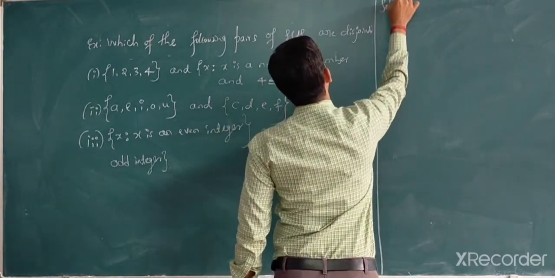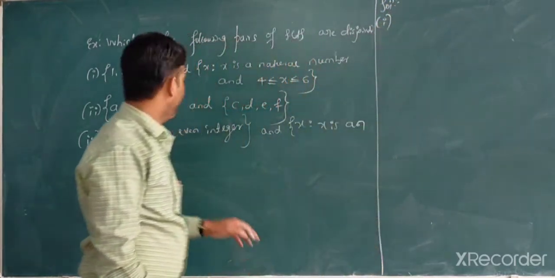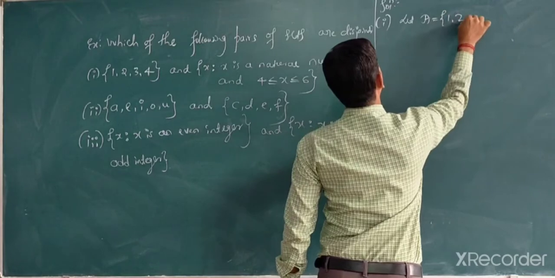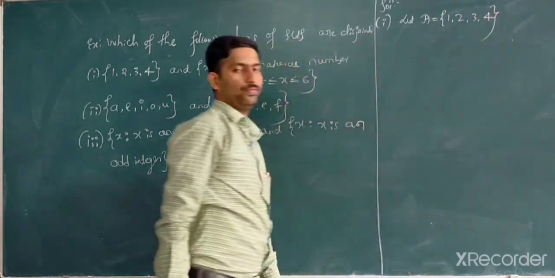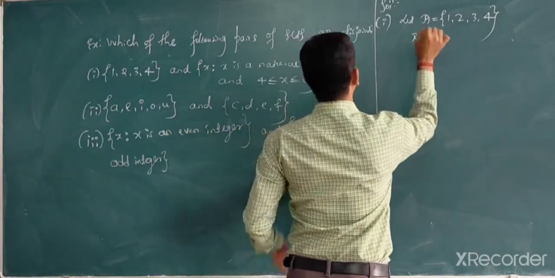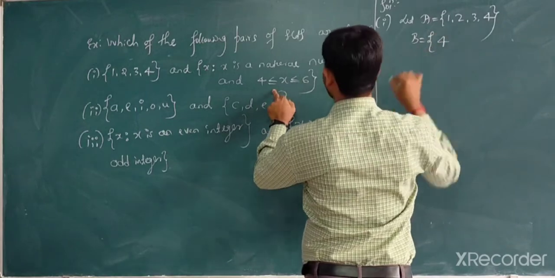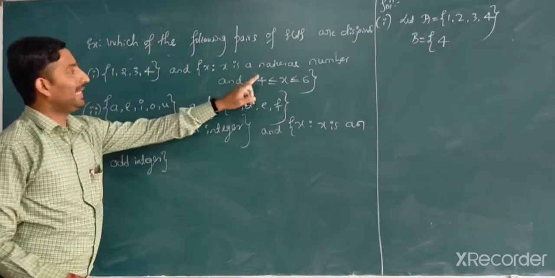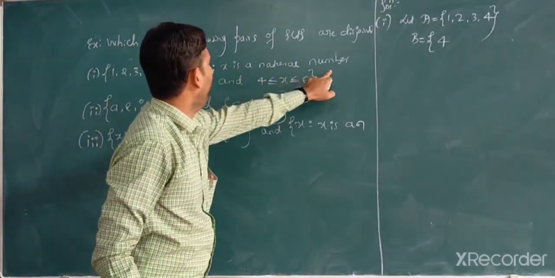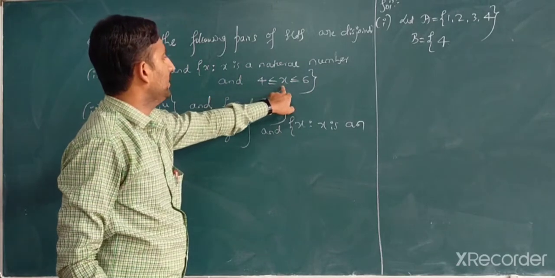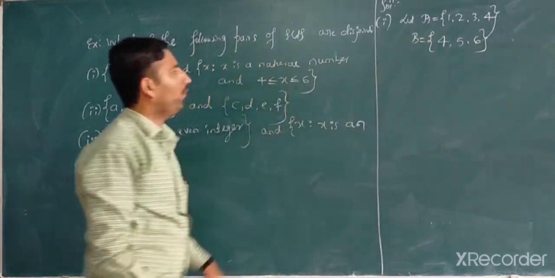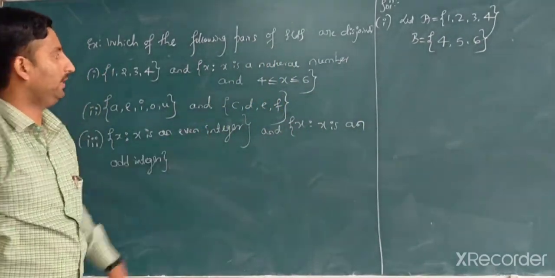Solution. First one. Let A is equal to 1, 2, 3, 4, and B is equal to x such that x is a natural number and 4 less than or equal to x less than or equal to 6. We are going to collect only natural numbers, so 4, 5, 6 are the elements.